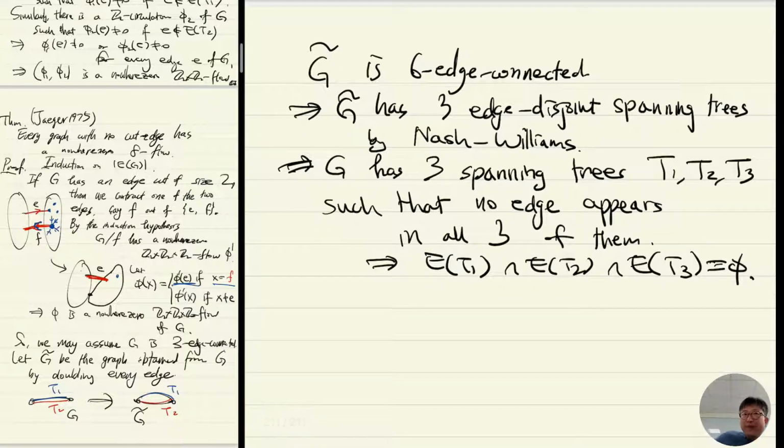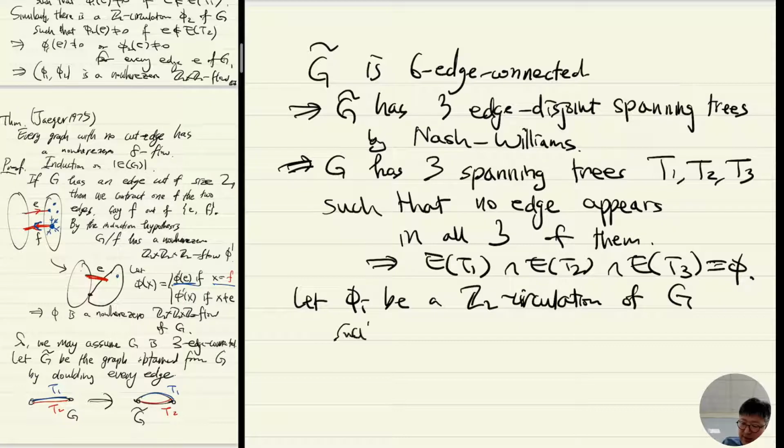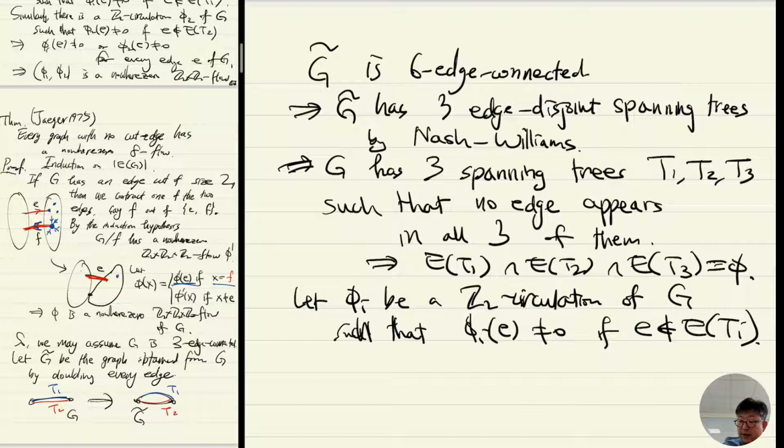All right. Now we use the same methods. Let phi_i be a G2 circulation of G such that phi_i is non-zero if e is not in T_i. And such a thing exists because, if you remember the previous theorem, there's a construction. We just take the symmetric difference of all fundamental cycles, and then you put 1 if it's in that symmetric difference and 0 otherwise, and that will give me this.